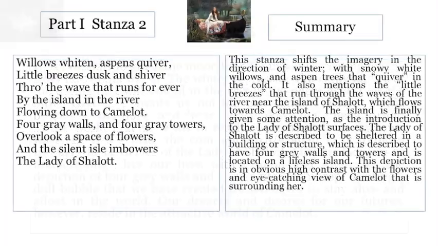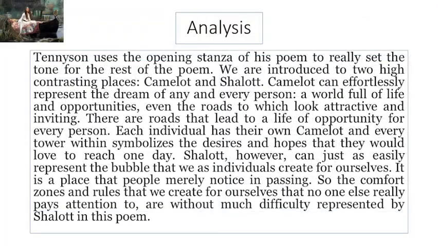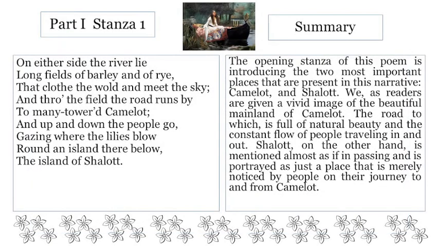Part first contains four stanzas. In stanza first, the author introduces us to two places. One is Camelot, which is a mainland tower, full of life. People were going there, coming back. The road is also very beautiful.